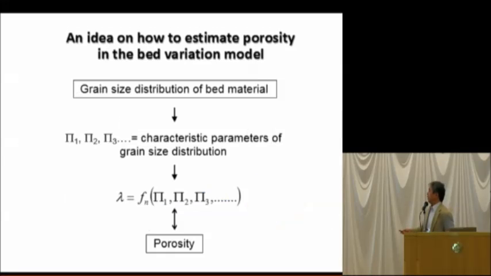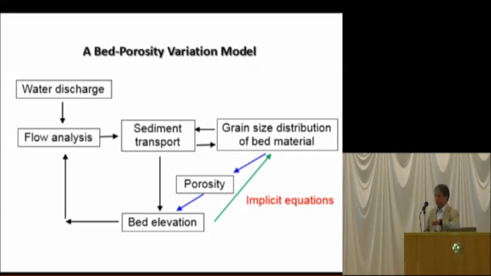And the idea is from the grain size distribution of bed material, we find out the characteristic parameters of this grain size distribution, and then we make some relation between the porosity and these characteristic parameters of grain size distribution, and get the porosity. This is our idea, and this is the standard bed variation model, and from this grain size distribution we can obtain the porosity.